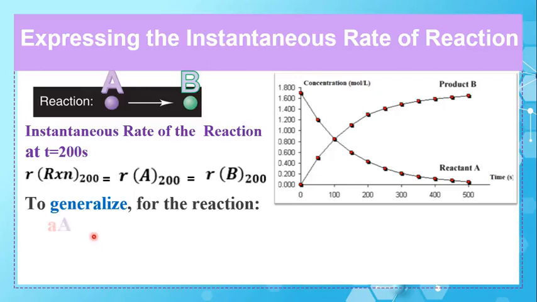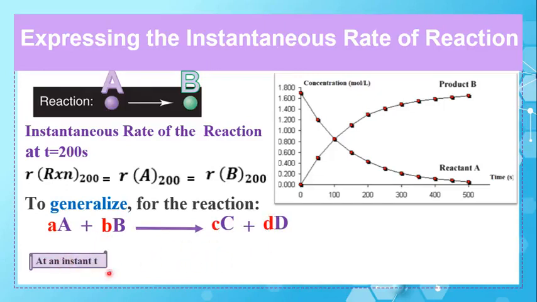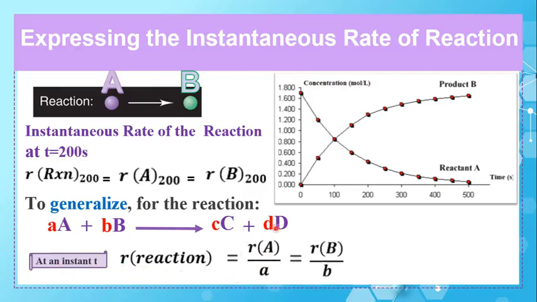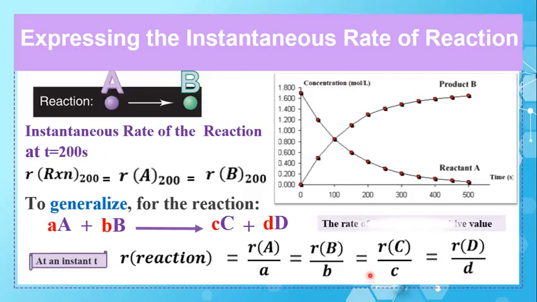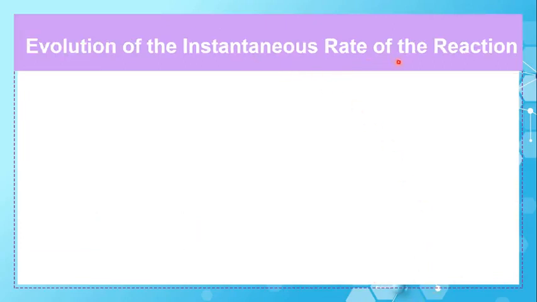So, in general, for a reaction where the reactants and the product have stoichiometric coefficients different than 1, and for an instant t chosen, we can say that the instantaneous rate of the reaction is equal to the instantaneous rate of disappearance of the reactants over the stoichiometric coefficients, or it is equal to the instantaneous rate of formation of the products over their stoichiometric coefficients. Always remember that the rate of reaction has a positive value. How does the instantaneous rate of reaction vary with time? Let's see.